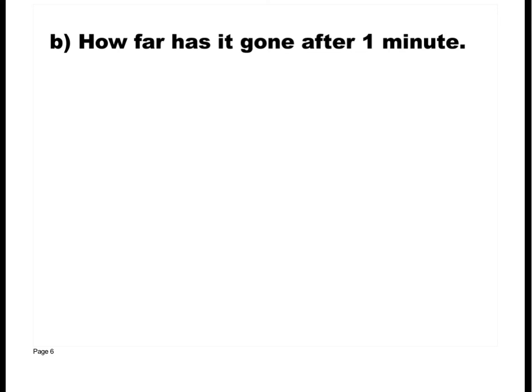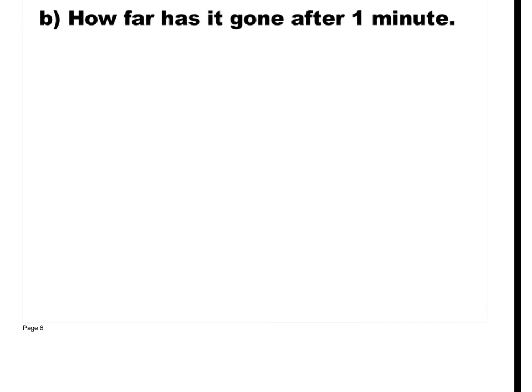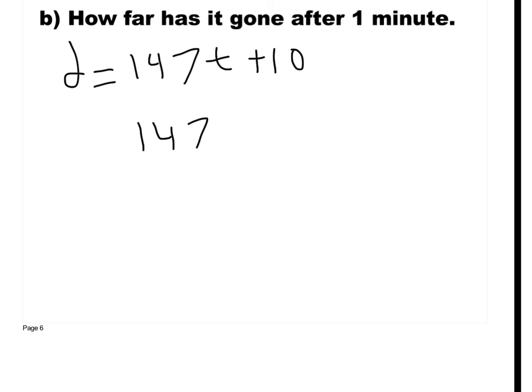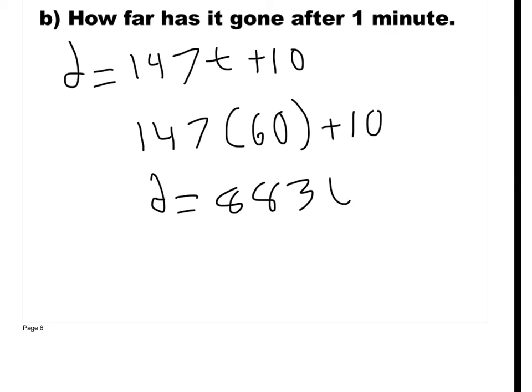Now I'm going to use that equation to find out how far it's gone after 1 minute. So I still have my equation: d is equal to 147t plus 10. Now we were going by seconds for t, right? So I have to change my minute to seconds. How long is 1 minute? 60 seconds. So I take 147 times 60 plus 10, which gives me d is equal to 8,830. So it went 8,830.